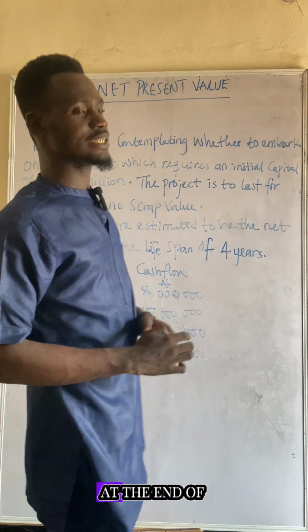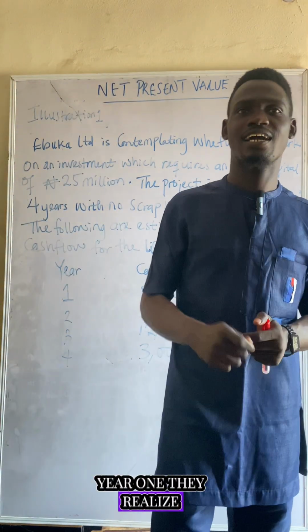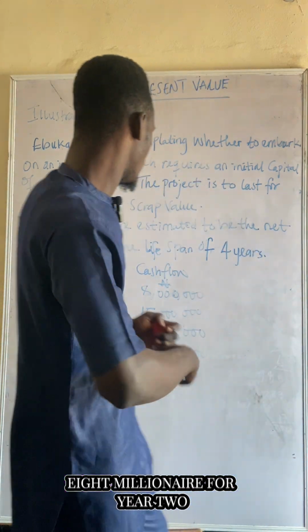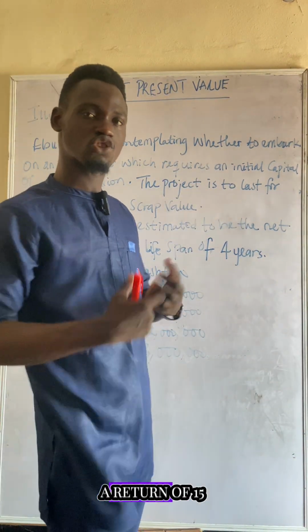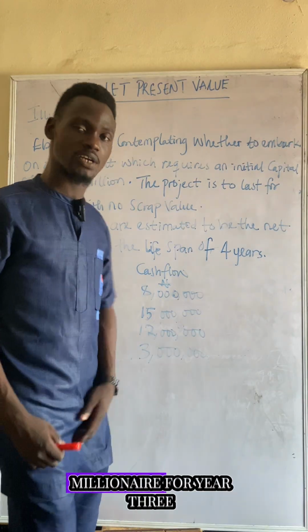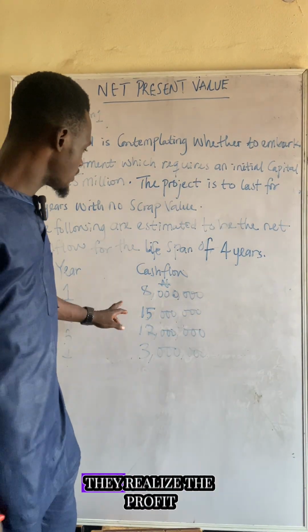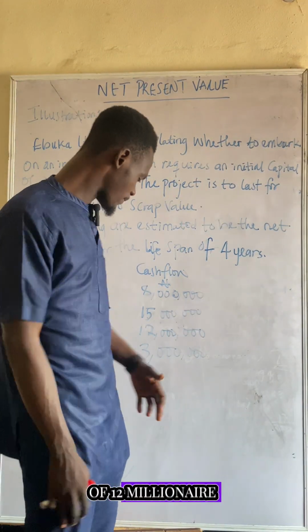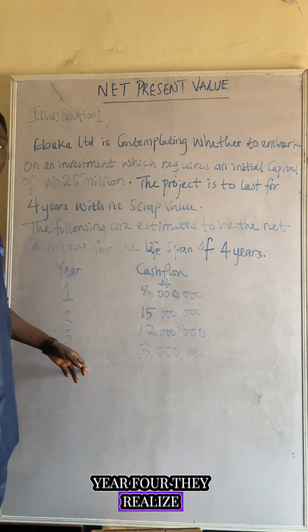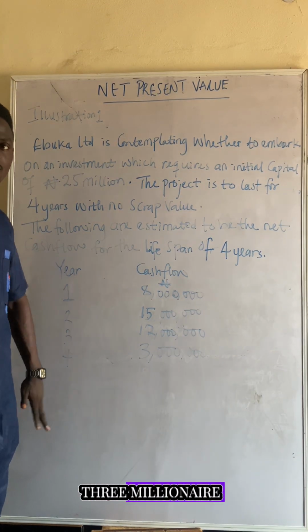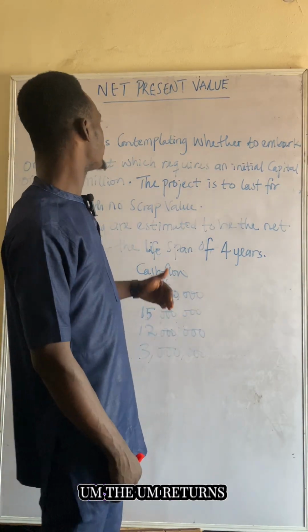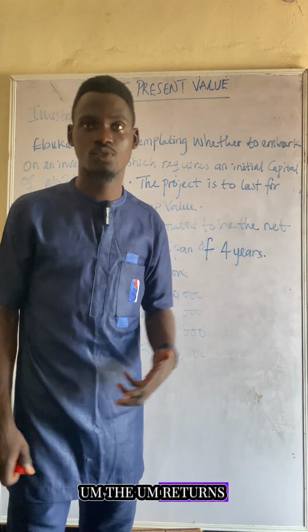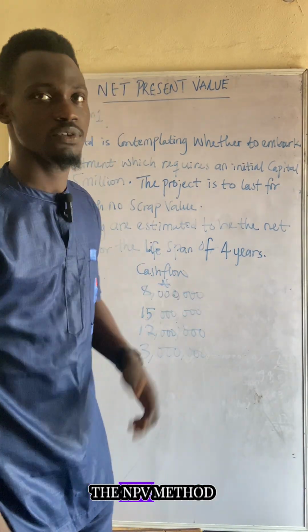It means that at the end of year 1, they realized a profit of 8 million naira. For year 2, they realized a return of 15 million naira. For year 3, they realized a profit of 12 million naira. And for year 4, they realized a profit of 3 million naira.